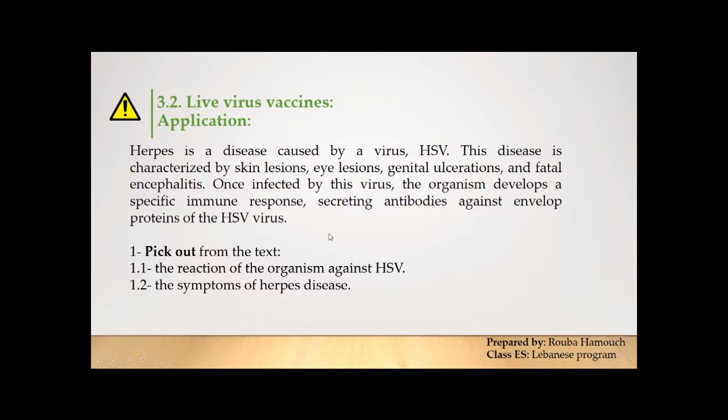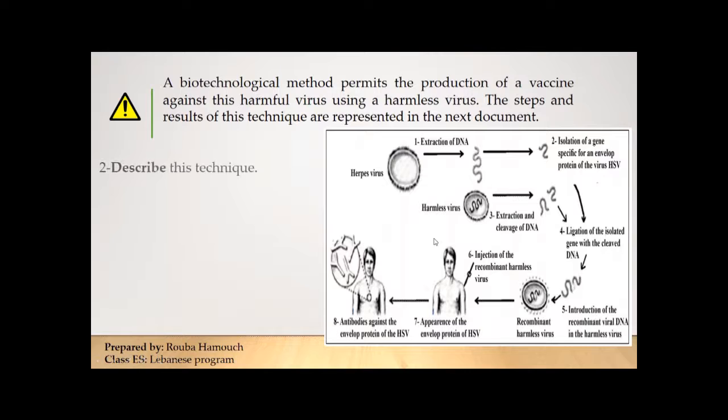So the questions can be, for example, pick out from the text the reaction of the organism against HSV. You have to pick out the whole sentence from here. Once infected by this virus, the organism develops a specific immune response, secreting antibodies against envelope proteins of the HSV virus. Now pick out the symptoms of herpes disease. The symptoms of herpes disease are 2 points, and you list the symptoms: skin lesions, eye lesions, genital ulcerations, and fatal encephalitis. Now, in the second question, describe the technique of producing a live virus vaccine against the herpes virus.